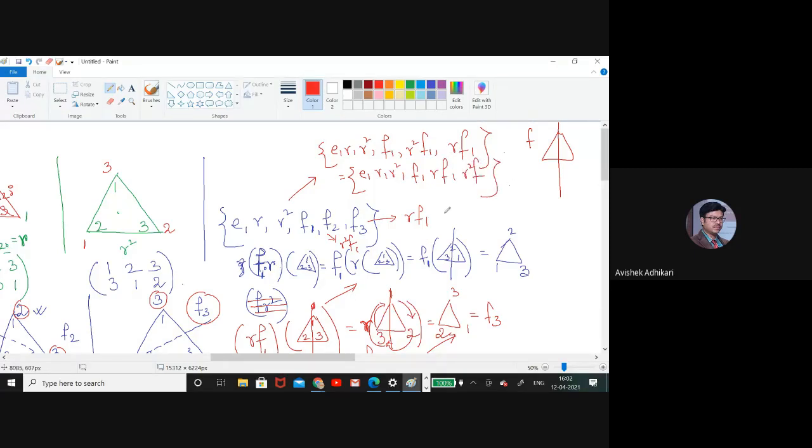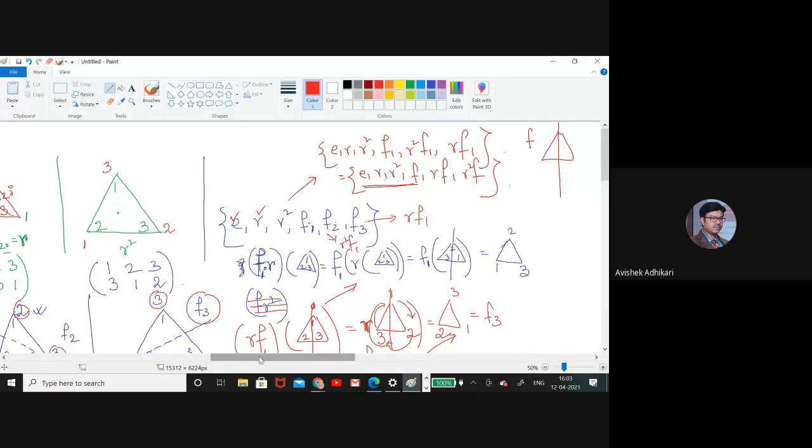So now you can see that we started with how many symbols? 1, 2, then R square maybe with R, then F1, F2, F3. And now it becomes E, R, R square and F. So now it becomes E, R and F. So 3 symbols are there. Now the question is, what are the relations between them? Okay. So let us try to find out the relation.